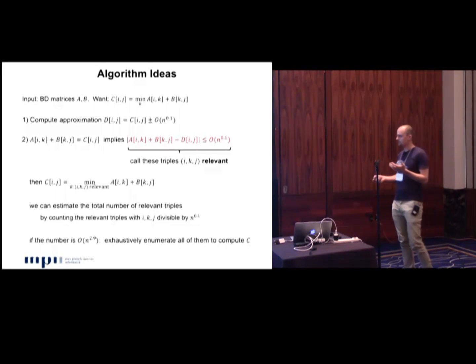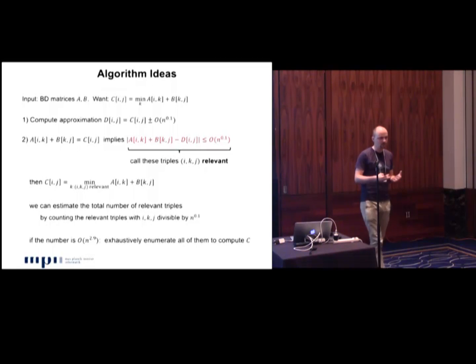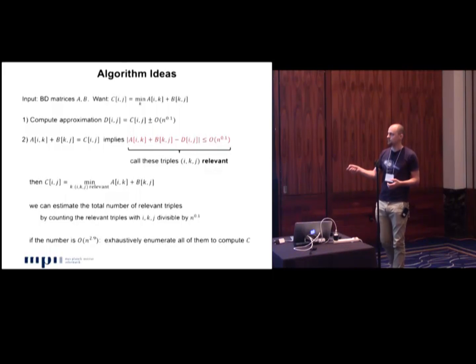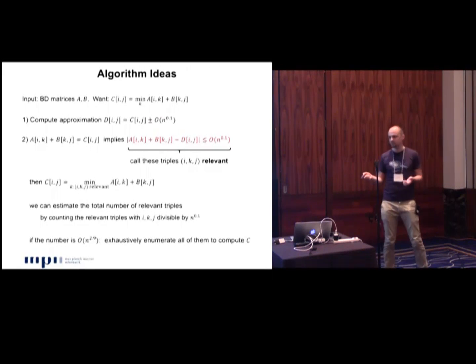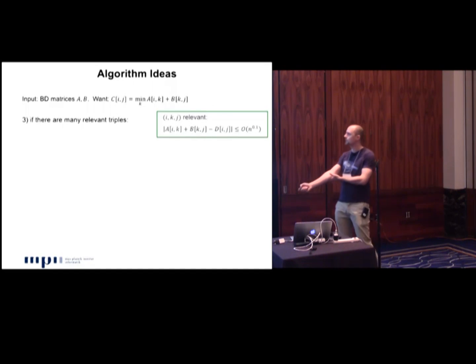So we can check how many relevant triples there are, and if there are few, we can also exhaustively enumerate them and just compute the output matrix. So the hard case is really if there are many relevant triples. So let's look at this hard case when there are many relevant triples.